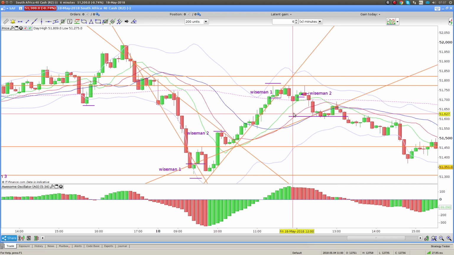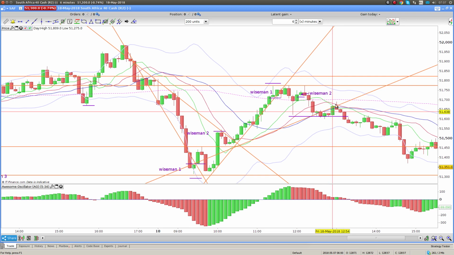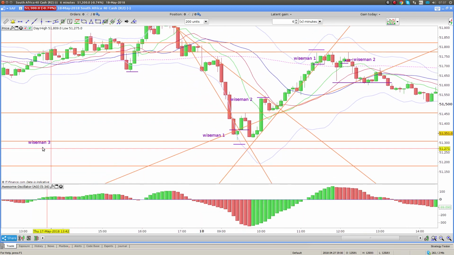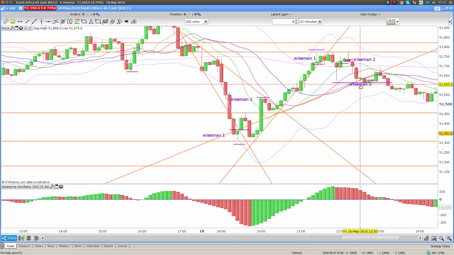Okay, so the minute we broke through this, you would have been triggered somewhere around, probably on this bar here. On the break of that, you would have been triggered. Now, you need to understand that the natural cycle of price is that it will extend back up here. Okay, so let's just get wise man number three and move that to there.